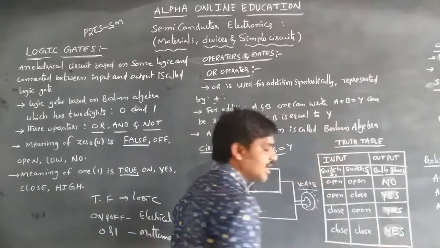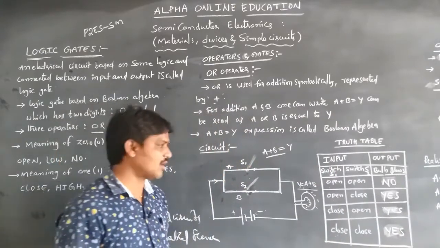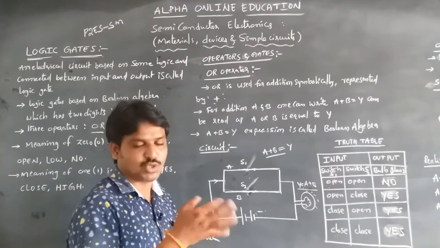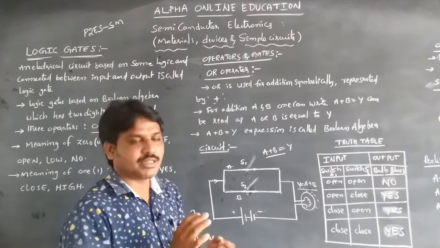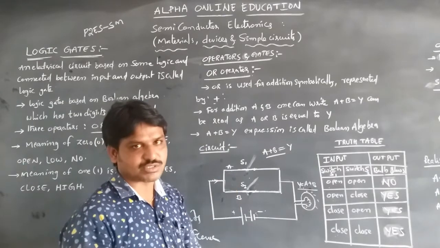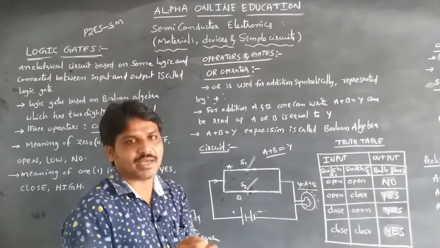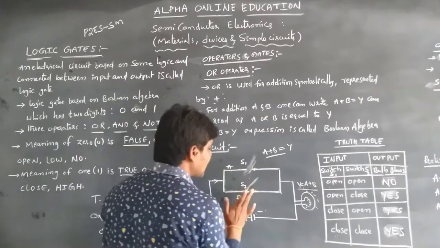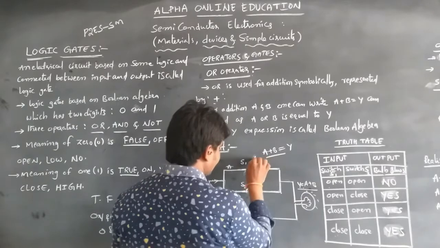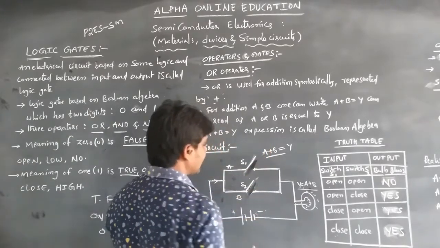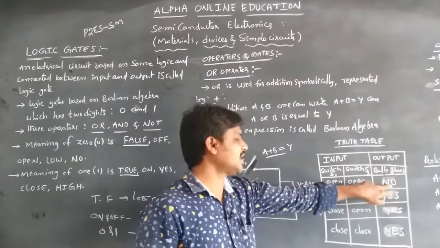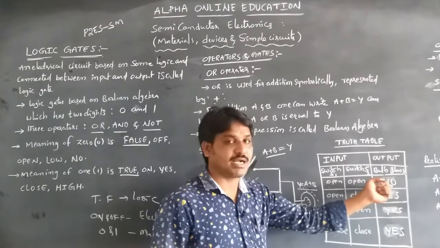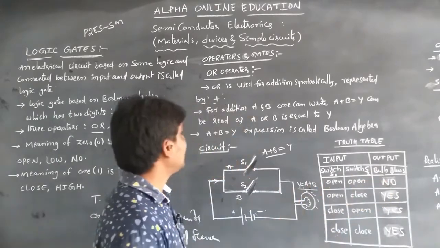In the OR operator, if either switch is closed, or all switches are closed, then the bulb will glow. Only when both switches S1 and S2 are open is there no connection. Whenever the two switches are open, no current flows through the circuit and the bulb does not glow. This is about the OR operator.